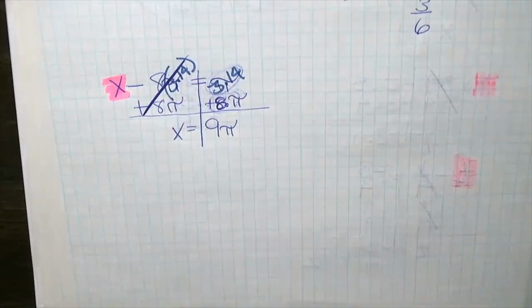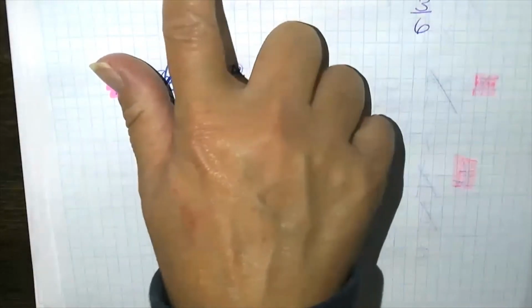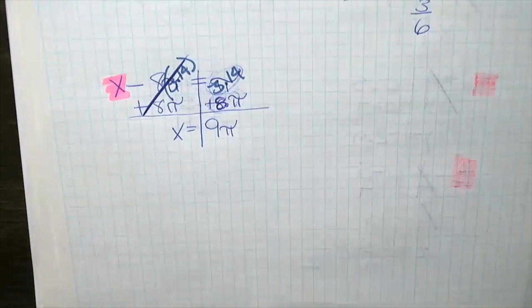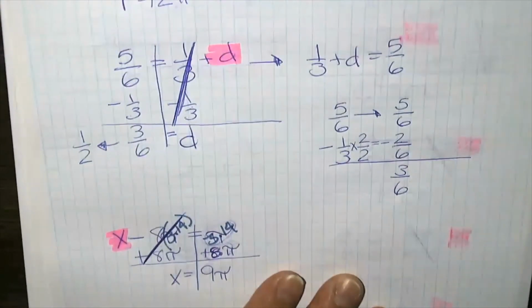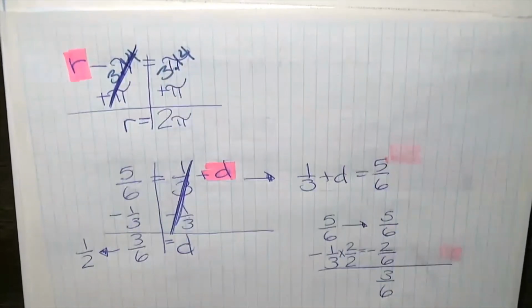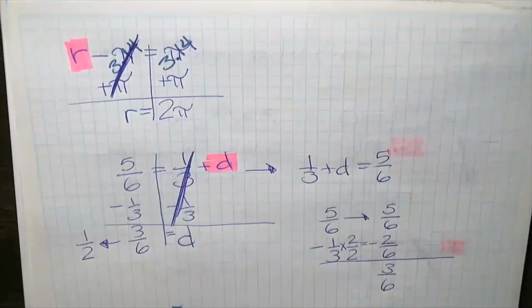So this is what we're doing today. We are using whole numbers, fractions, and decimals. We're using positives and negatives. We are isolating the variable using inverse operations to get rid of it. And this is one of the very first steps of algebra. So make sure you understand this today, because tomorrow we're building on this. Does anybody have any questions?